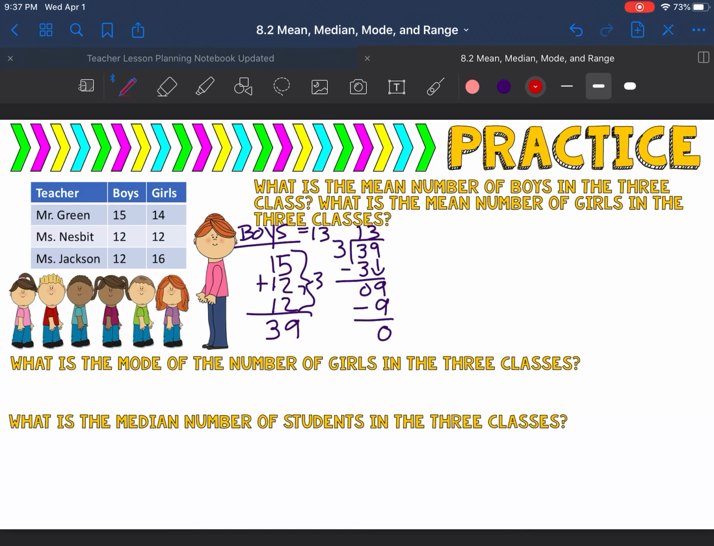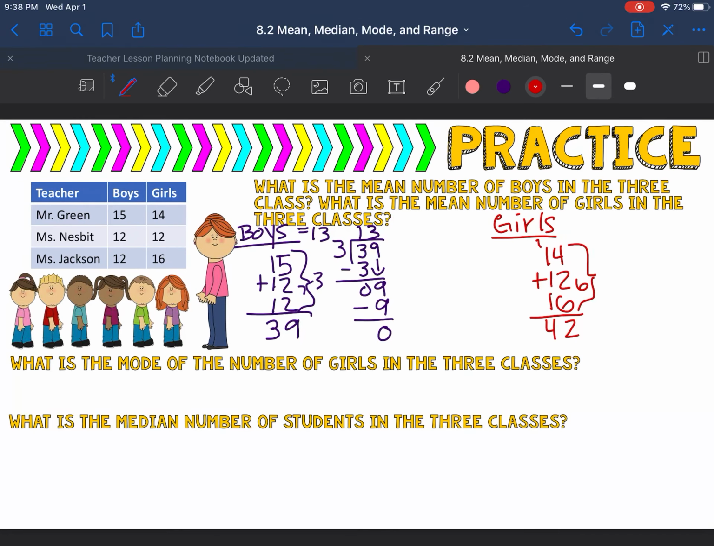So now I can go to my second question. What is the mean number of girls in the 3 classes? So let's come over here and let's do girls. So I need to add up my girls. That would be 14 plus 12 plus 16. Oh, I don't know why I just did a plus sign again. And 16. So let's add my numbers. 4 plus 2 is 6. 6 plus 6 is 12. Drop the 2, carry the 1. 1 plus 1 is 2, plus 1 is 3, plus 1 is 4. So that leaves me with 42.